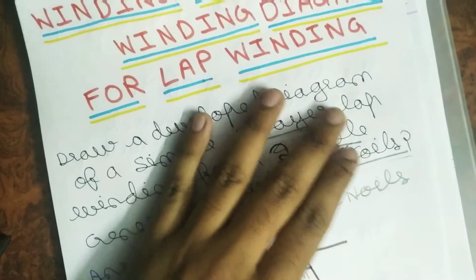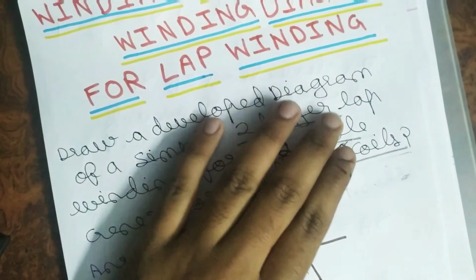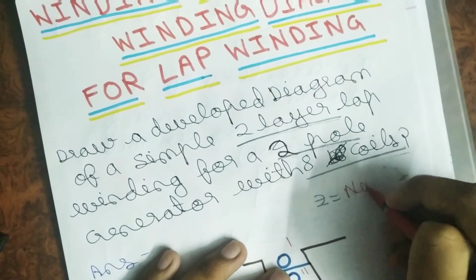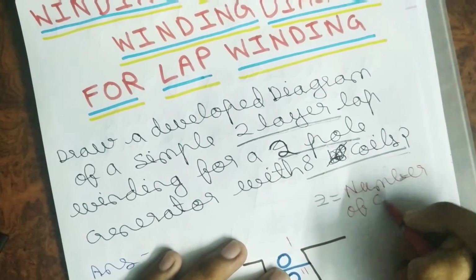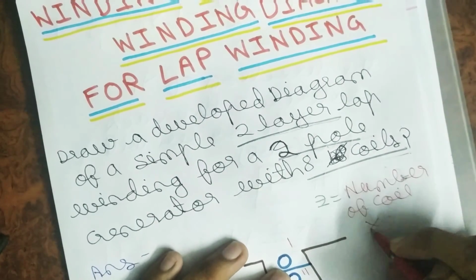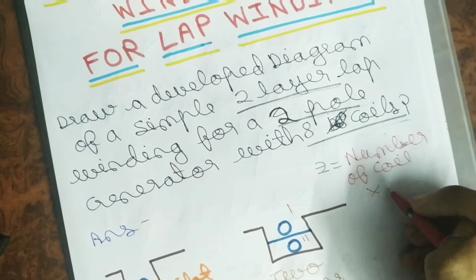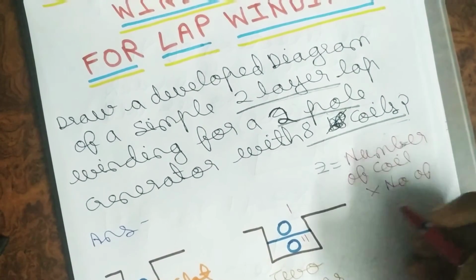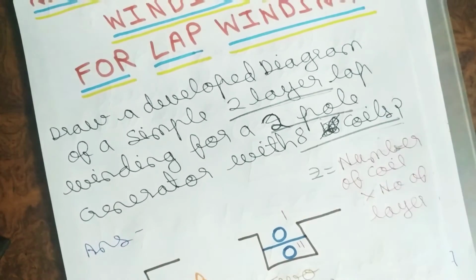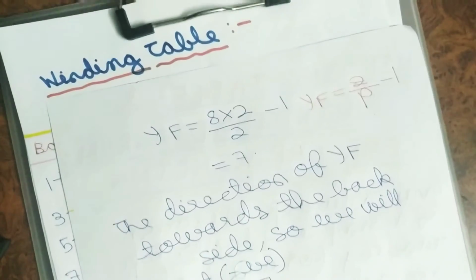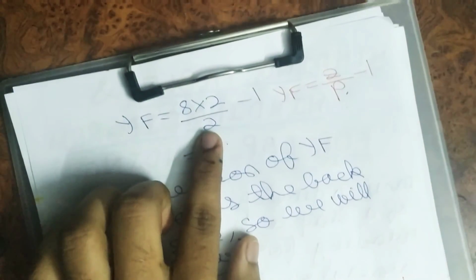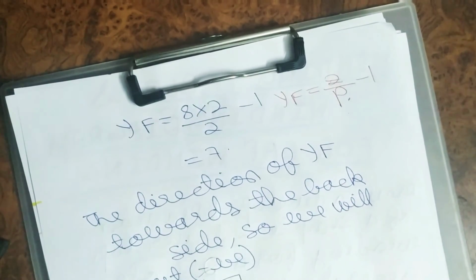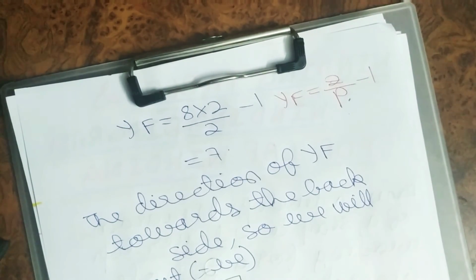So the formula for calculating the conductor is number of coils into number of layers. You need to know this formula. And the number of poles is 2 here. So Z by P means 8 into 2, which will become 16. Conductor 16 by 2, it will become 8. 8 minus 1 becomes 7.